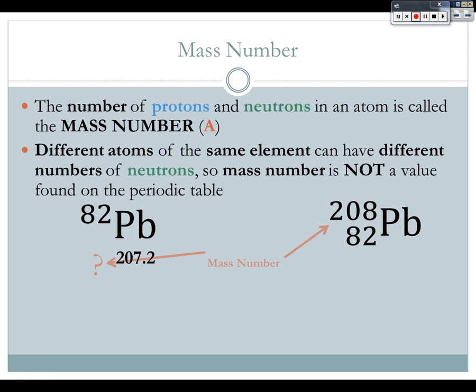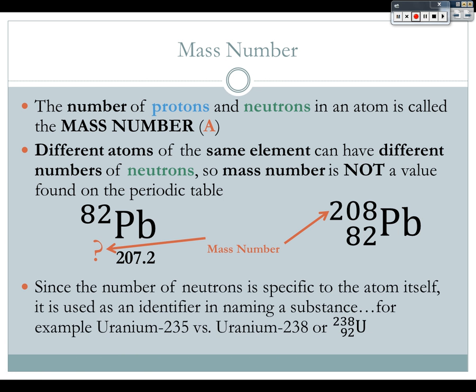So let's look a little bit. These are two examples of how you could write lead. Lead on the periodic table is normally found with 82 and 207.2, with no mass number. But we could write lead like this, where we've got our A on top and our Z on the bottom. A is our mass number. It's telling us that it has that many protons and neutrons, and 82 of those are protons, with my atomic number there.